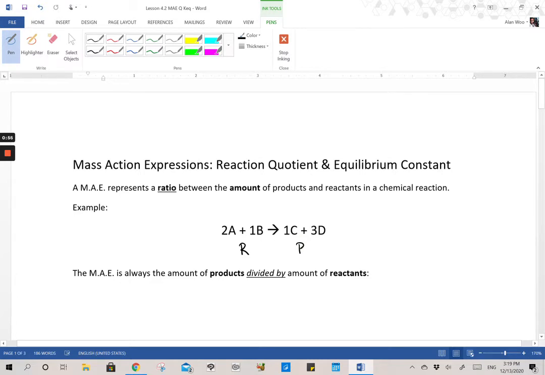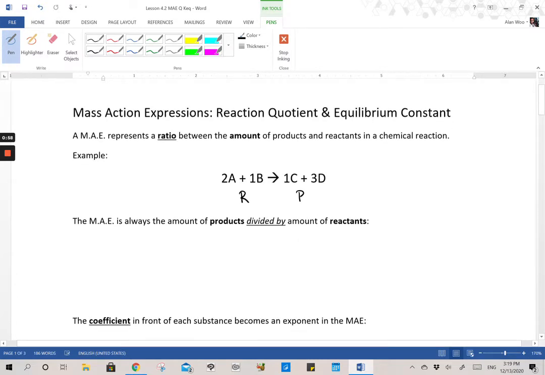Now, because we're talking about the amount, we normally talk about amounts in terms of concentration or molarity. So we'll put these square brackets to represent the concentration of our reactants and the concentration of our products. Now, in a mass action expression, the setup is always the same. So if we want to write out a mass action expression, we always have the amount of products divided by the amount of reactants.